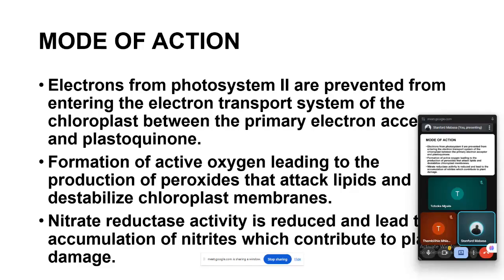So what happens is that there's now formation of active oxygen, leading to accumulation of peroxides. It is the peroxides which start to burn the leaves. Also, nitrate reductase activity is reduced, and it can also lead to accumulation of nitrites, which also damage the leaves.